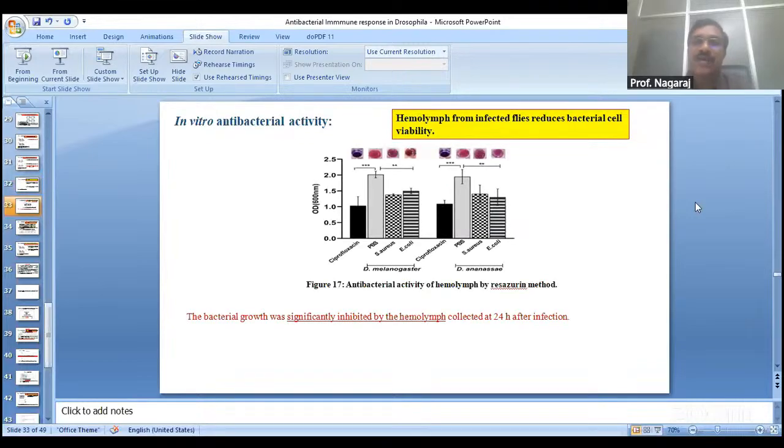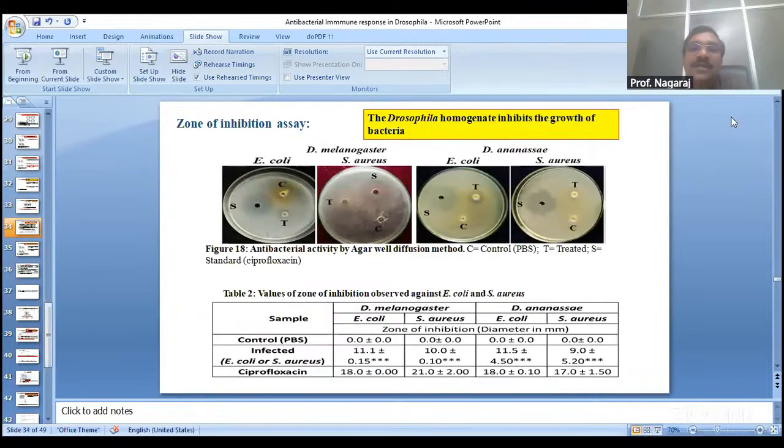Well, so this we have assessed in vitro antibacterial activity. Again, hemolymph from infected flies reduce the bacterial cell viability. The bacterial growth was significantly inhibited by hemolymph, because when we collected hemolymph and added to this culture and then looked at this bacterial load, that reduced. They inhibited the growth of the bacteria. So Drosophila homogenate inhibit the growth of the bacteria. What you are seeing is zone of inhibition.